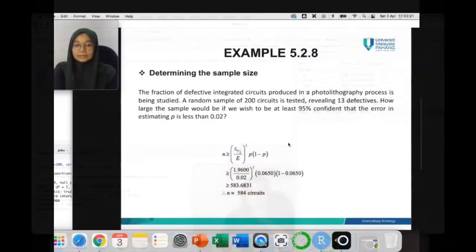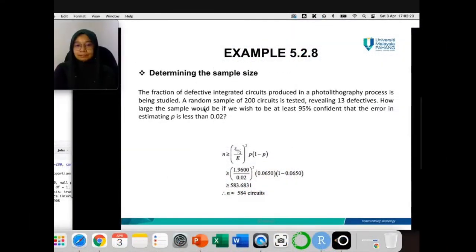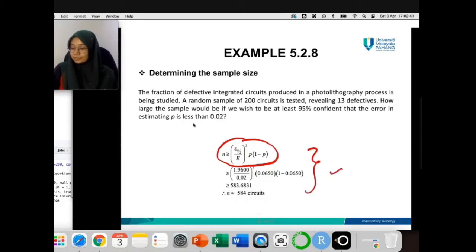Okay, this one, if you want to determine the sample size. So from the confidence interval, you can find also the sample size, right? So you just play around with the formula actually. Okay, so this is the formula to find the sample size. So this one you can go through on yourself, I think, because this one is the simple algebra.